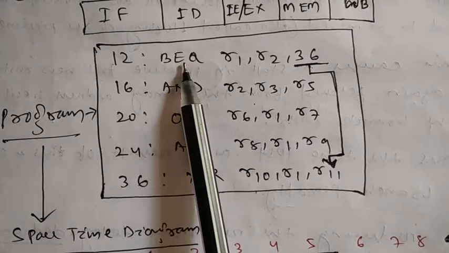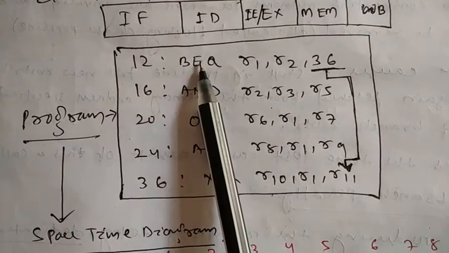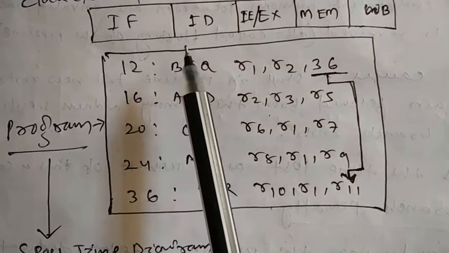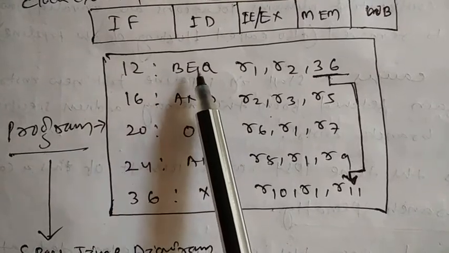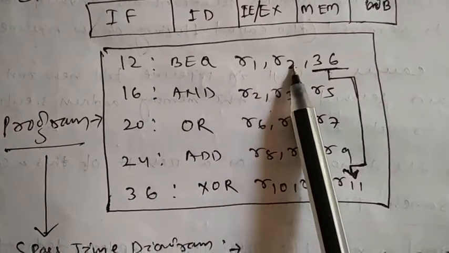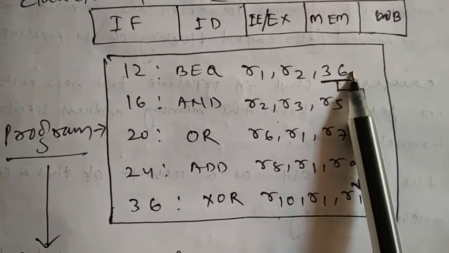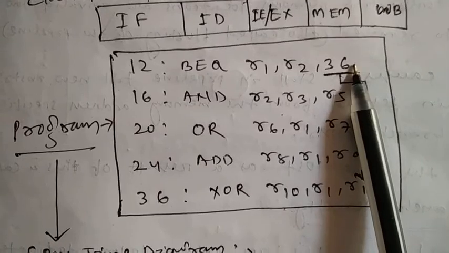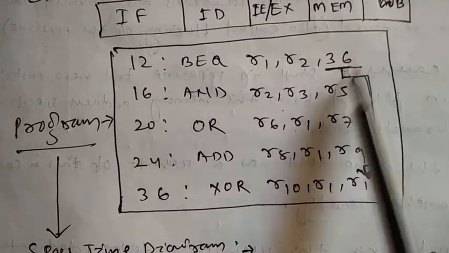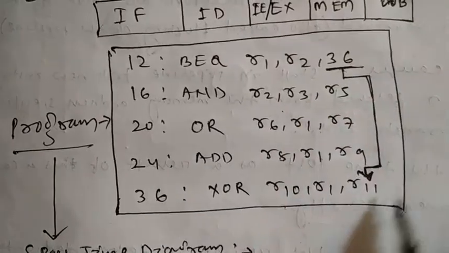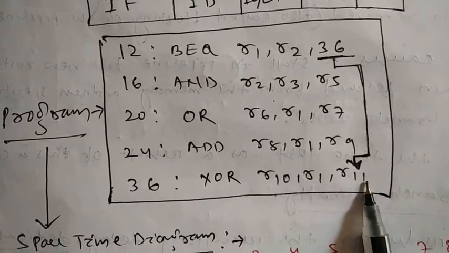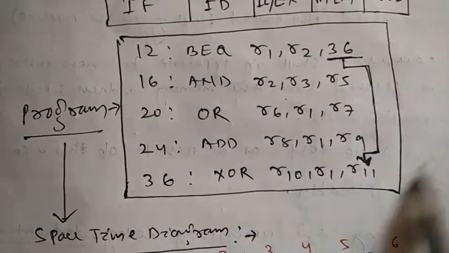At location 12 it is BEQ, the branch if equal, which says that if R1 and R2 are equal, then it will jump to location 36. This kind of instruction is called a branching instruction, and in this case it will jump to location 36. Whatever instruction is at location 36, you will perform its operations. So let's draw the space diagram of this program. So this is the space diagram.